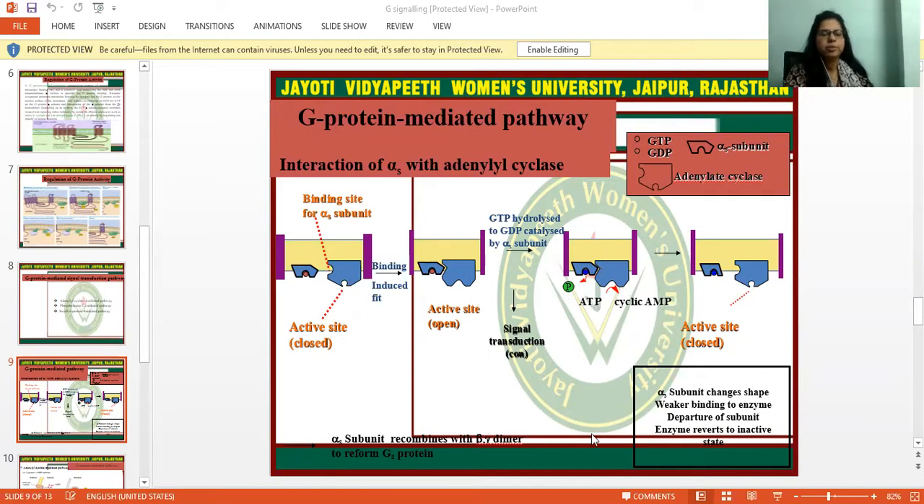So the alpha subunit basically changes shape, has weaker binding to the enzyme, and departs from the enzyme, which reverts to the inactive state after the completion of work. And after the completion of work, this alpha subunit again recombines with the beta and gamma dimer to reform the G protein.